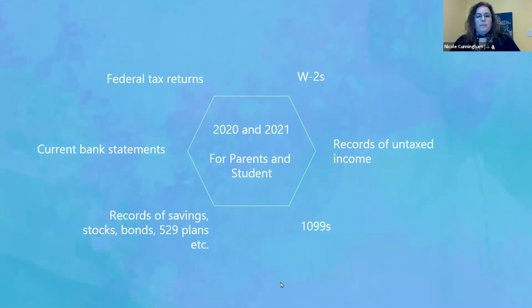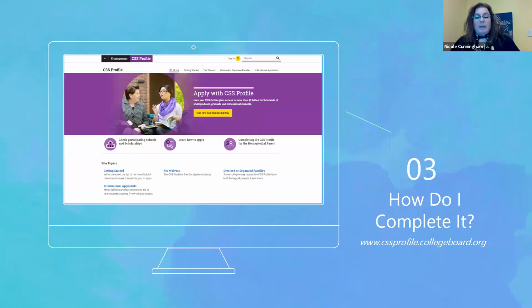The next question, how do I actually go about completing the CSS profile? On your screen, you will see an image of the College Board site or the CSS Profile site that you will get once prompted by completing the link of cssprofile.collegeboard.org. So that is the link, or that is the page that should show up.